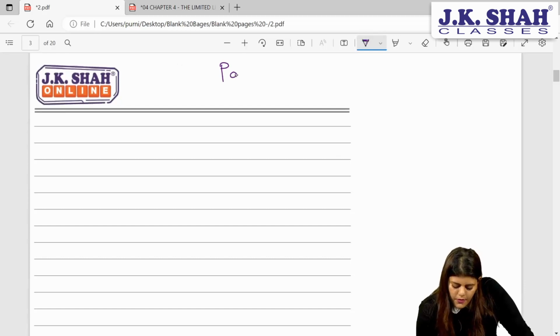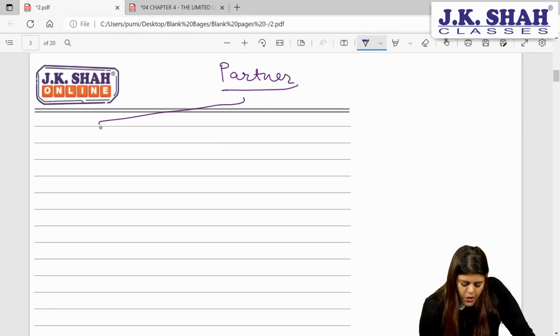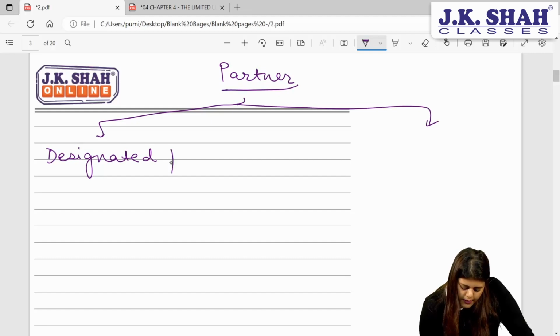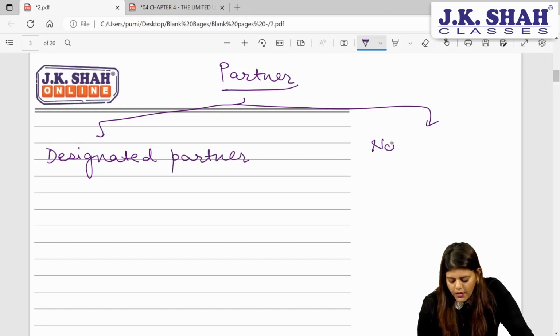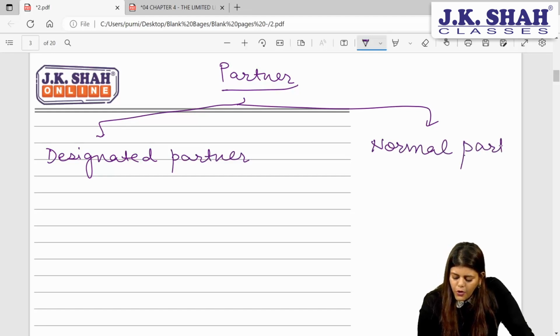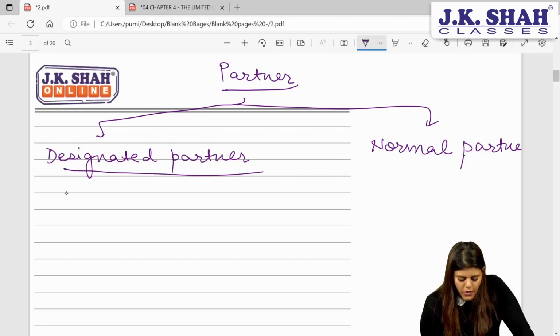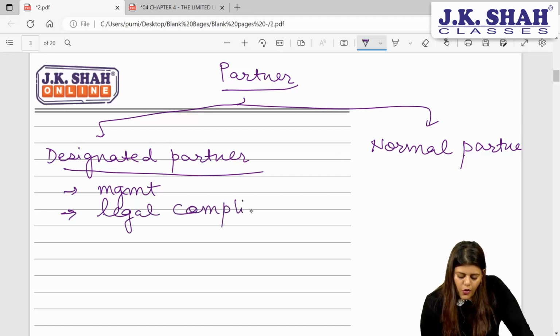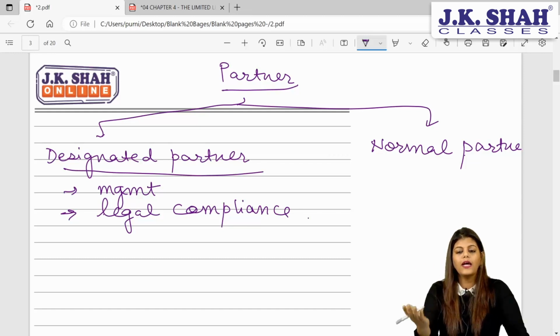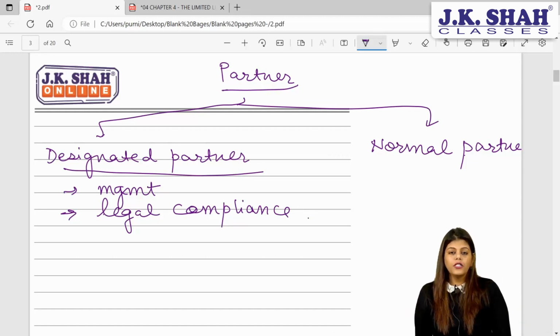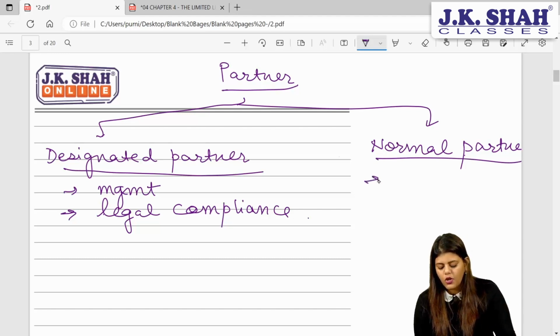Now, a very important part, bacha. How many partners are required? I'll tell you about that. But here there are two types of partner. One, you have designated partner and you have normal partner. Bacha, you don't have this bifurcation in your normal partnership. You have this only and only in case of your LLP. So what does designated partner do? He is into management and he also ensures legal compliances. Matlab, it is designated partner's responsibility to ensure that all the laws have been followed by LLP. It is designated partner's responsibility to sign in all the documents of LLP. But normal partner is just gonna do management.